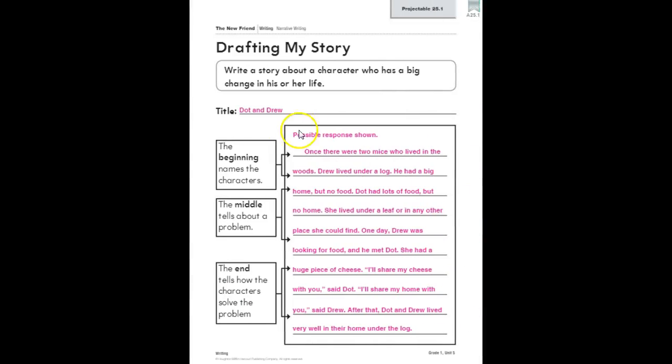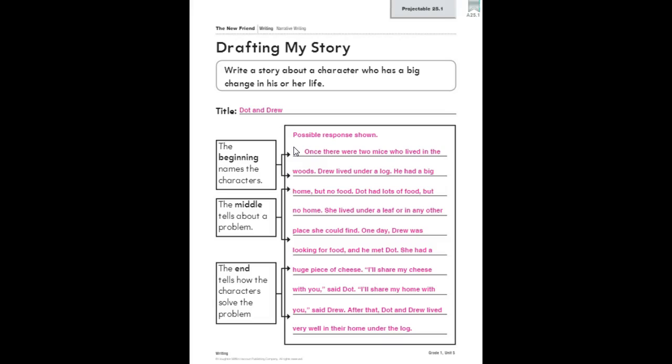So if I were going to draft my story, Dot and Drew, I'm going to introduce. Okay, so once there were two mice who lived in the woods. Drew lived under a log. He had a big home but no food. Dot had lots of food but no home. She lived under a leaf or in any other place she could find.